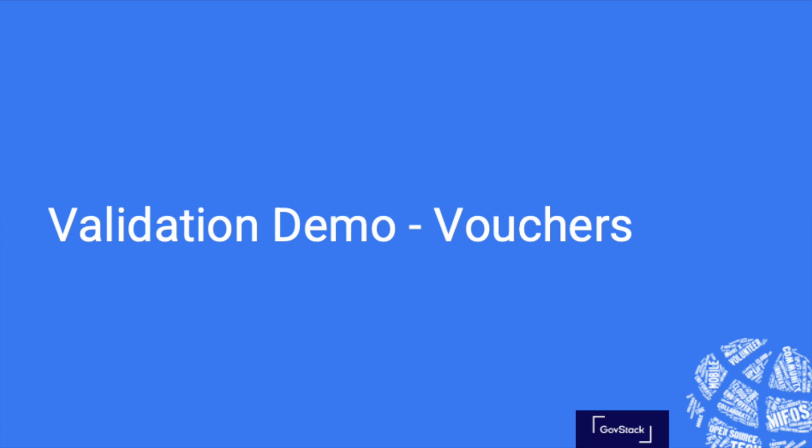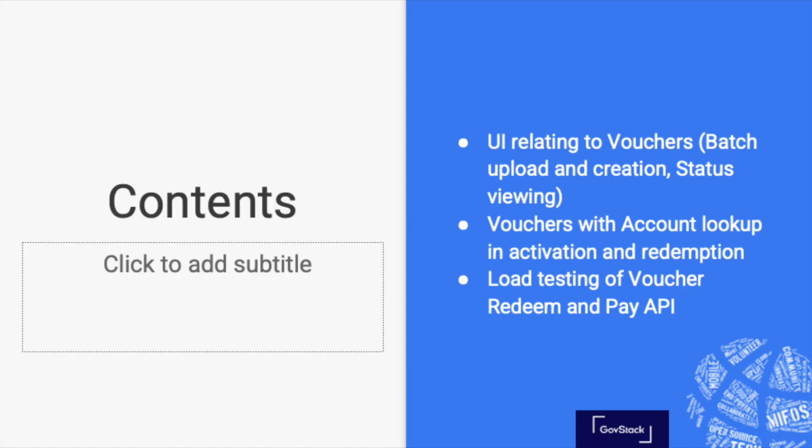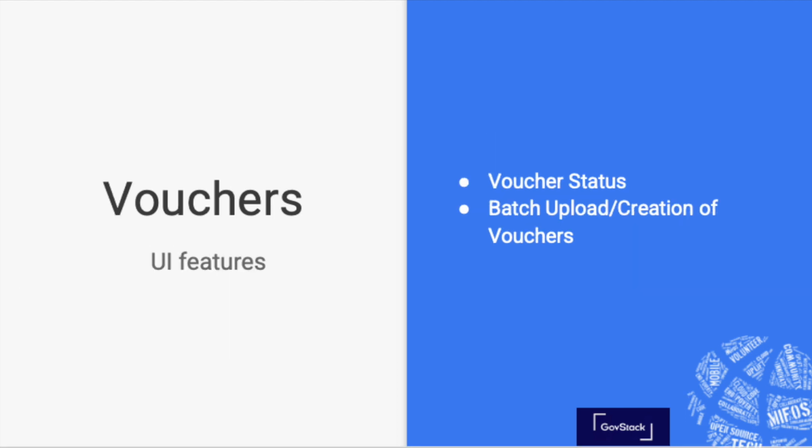So in this demo, what we'll show is all the voucher functionality that has been created. Firstly, we will look at the UI and the voucher functionality within that, and then we will move on to look at the APIs and how they work and how we test them for load. So firstly, let's look at how you can see voucher status in the UI.